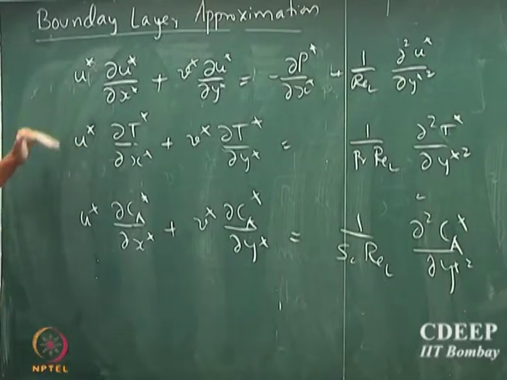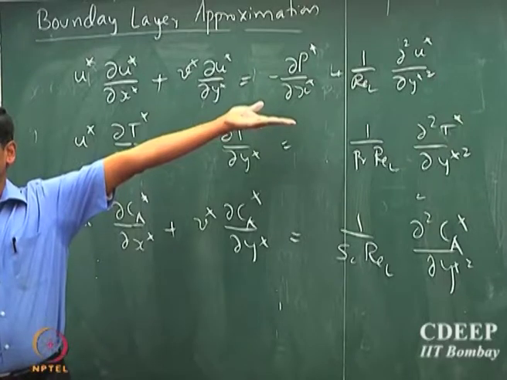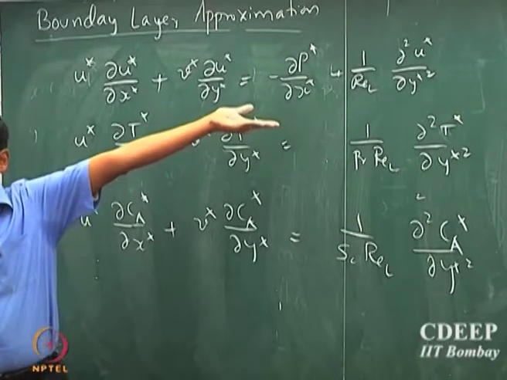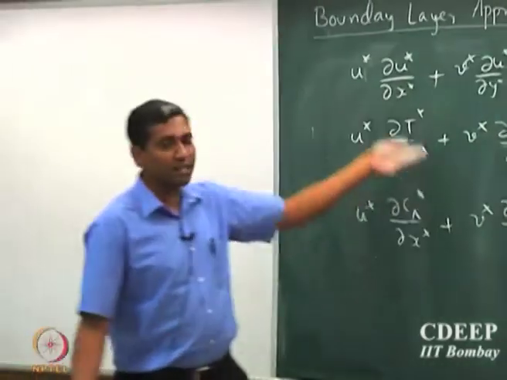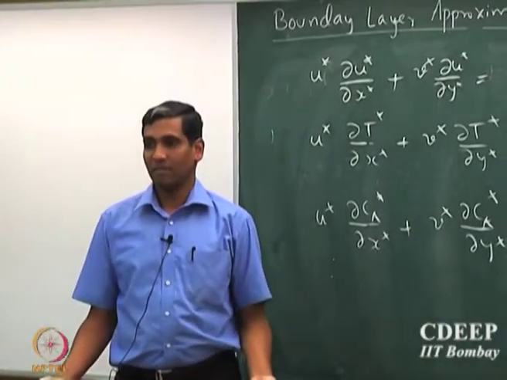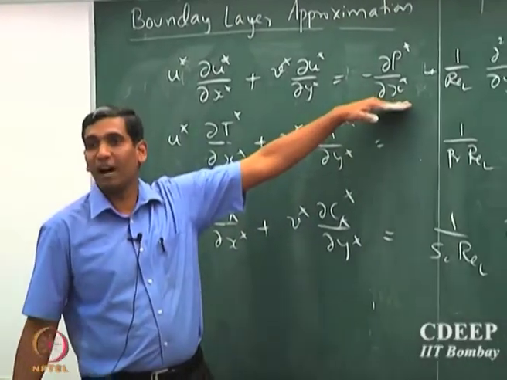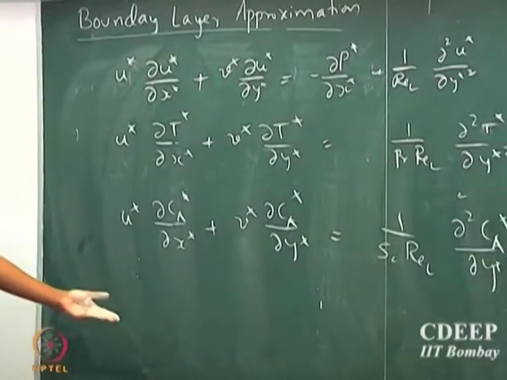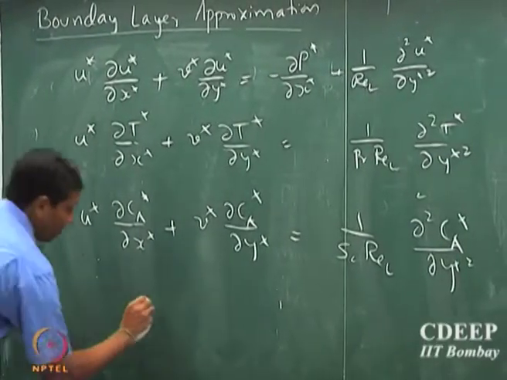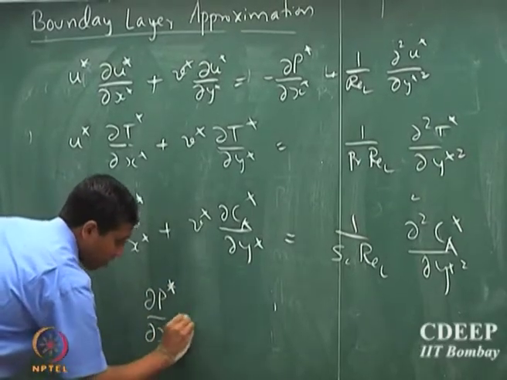So if I have to say that these three equations are similar, then I need to know something about this, right? If it's a function of position, then I can't say that these three are similar. So only if I know what dp star by dx star is, then I should be able to say that these three are similar equations.